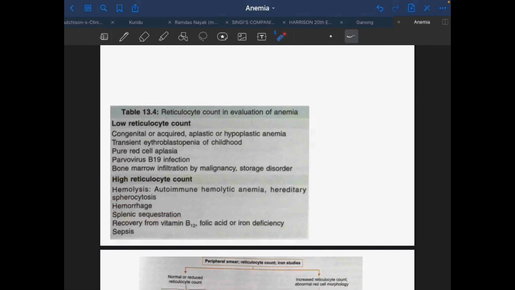One logic here is, when is the reticulocyte count high? When there is rapid destruction of the RBCs, the bone marrow production increases and it releases immature RBCs, that is reticulocytes, into the blood. So there will be an increased reticulocyte count. Obviously in hemolysis, hemorrhages and splenic sequestration, there will be lysis of RBCs. Or in recovery of B12 and folic acid deficiency or iron deficiency anemia, or in sepsis, there will be increased hemolysis of RBCs, leading to increased production of RBCs, so that the bone marrow releases immature blood cells, that is reticulocytes, into the blood.